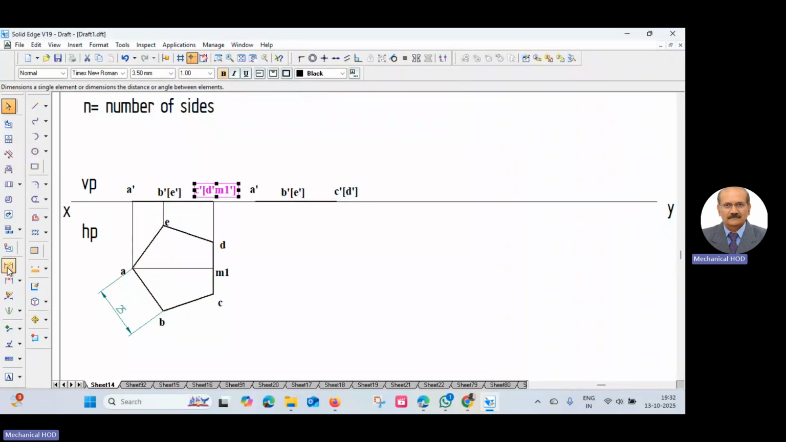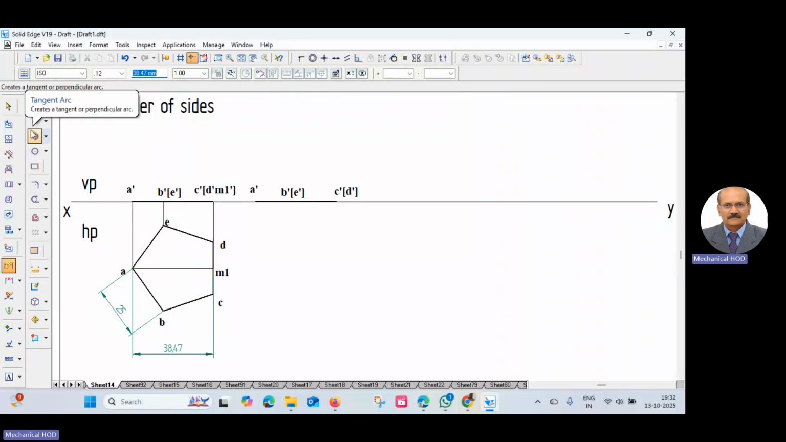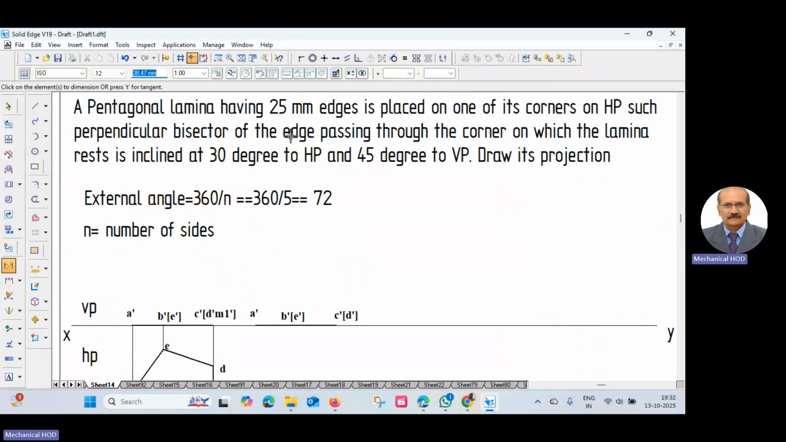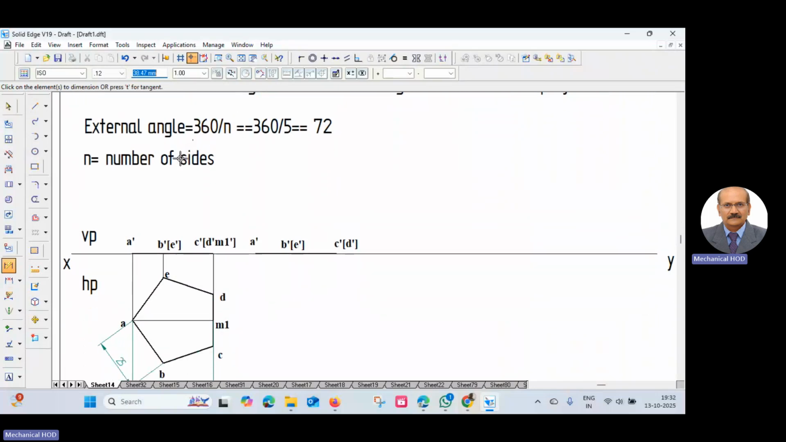What is the length of the perpendicular bisector here? It is 38.47. Okay, now the perpendicular bisector is inclined at an angle of 30 degree. See, the perpendicular bisector of the edge passing through the corner on which the lamina rests is inclined 30 degree to HP. So this one, A dash and C dash D dash M dash, is the perpendicular bisector.